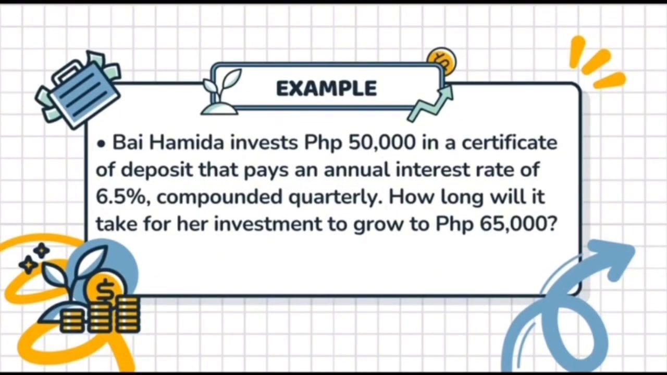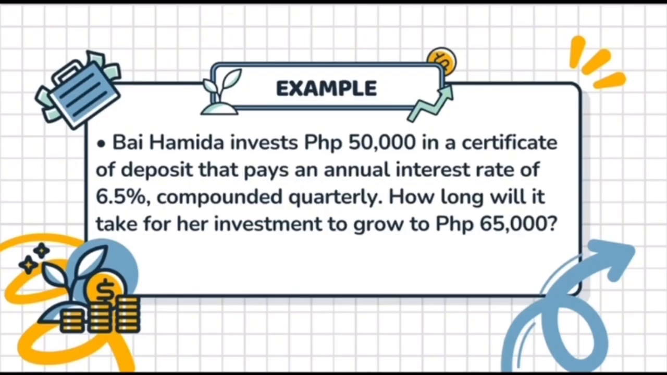Now, let us explore compound interest. I have here one example. Bay Hamida invests 50,000 pesos in a certificate of deposit that pays an annual interest rate of 6.5% compounded quarterly. How long will it take for her investment to grow to 65,000?